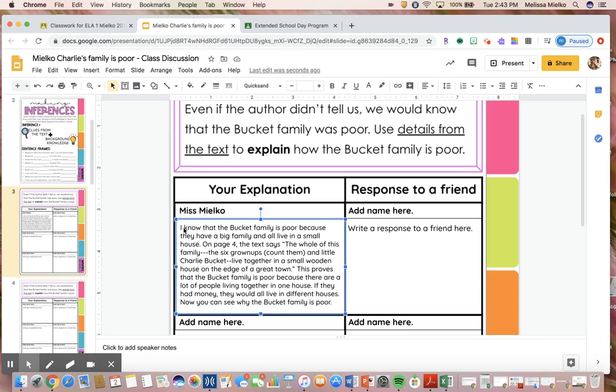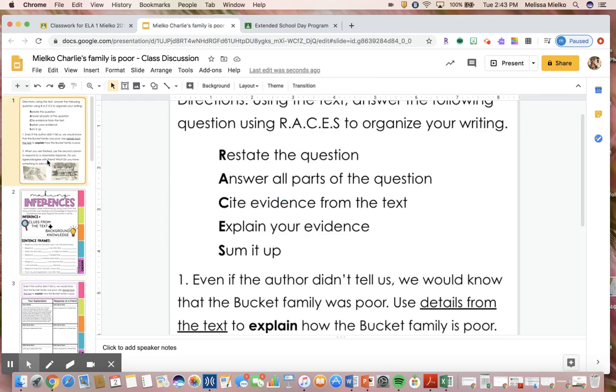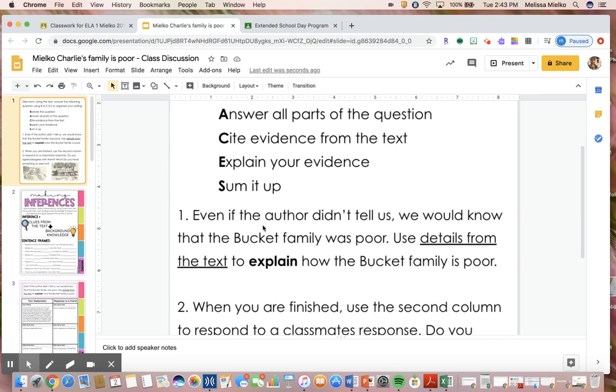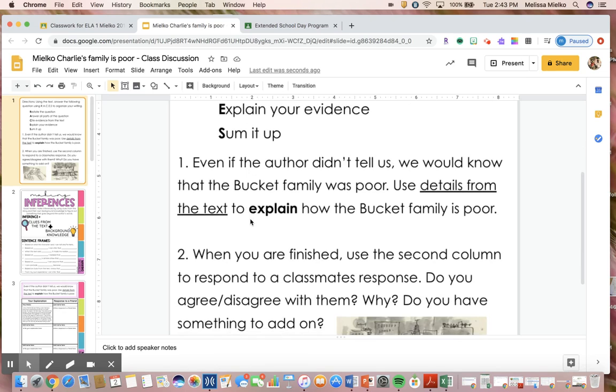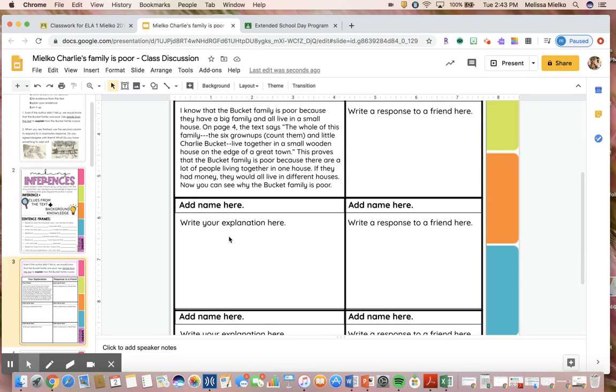My R was restate the question. My A was answering the question. My C was citing my evidence. My E was explaining my evidence. And my S was summing it up. So that would be number 1 of the directions, answering the question underneath the explanation column.